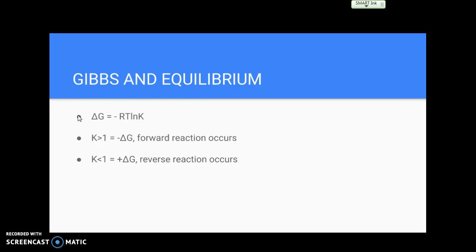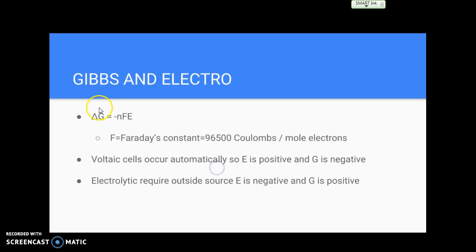Gibbs in equilibrium is where it's interacting with some of the other units we know. It's delta G equals negative RT ln of K, where T is temperature and K is the equilibrium constant. How this relates is that if K is favoring the products, delta G is going to be negative because it's occurring spontaneously. It's favoring the forward reaction. The other way, K is less than 1, delta G is positive, the reverse reaction is occurring, it's not favoring the forward direction, it's non-spontaneous.